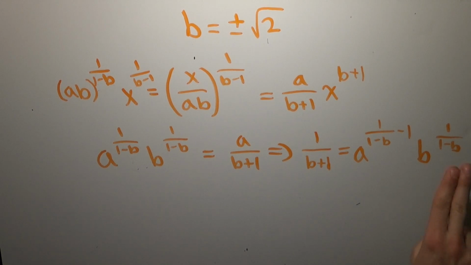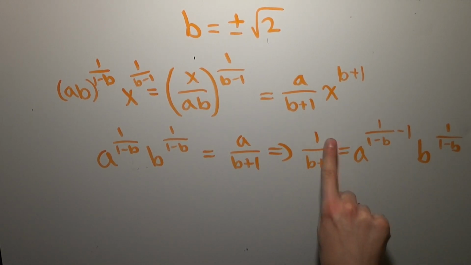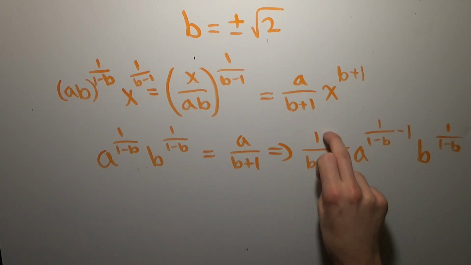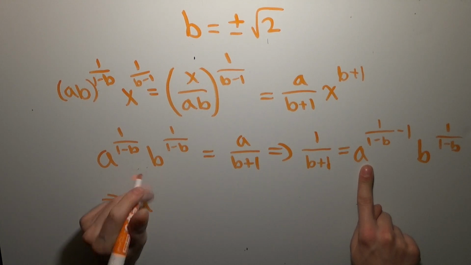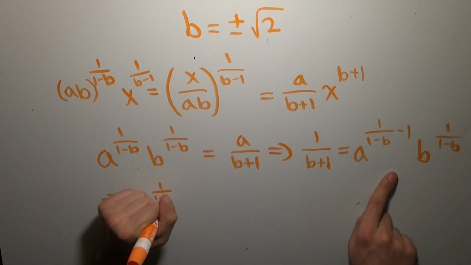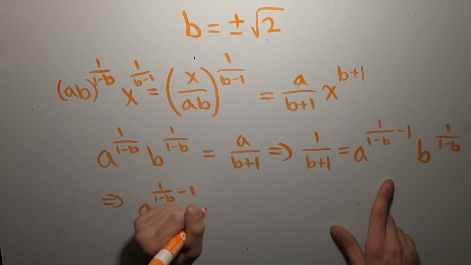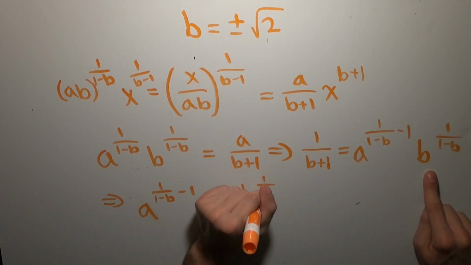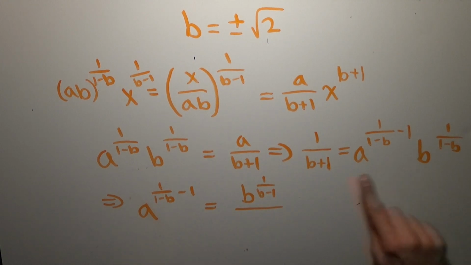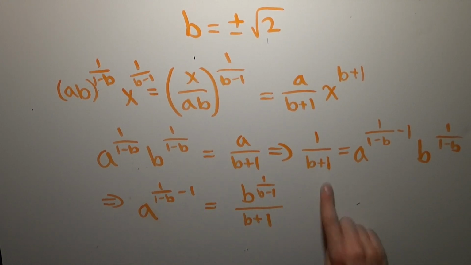And now what I'm going to do is I'm going to multiply this thing over to the other side, which means we're going to get b to the power of 1 over b minus 1 right up here. So that tells us that a to the power of 1 over 1 minus b minus 1 is equal to b to the power of 1 over b minus 1 divided by b plus 1. I hope that's clear so far. I'm just manipulating the expression.